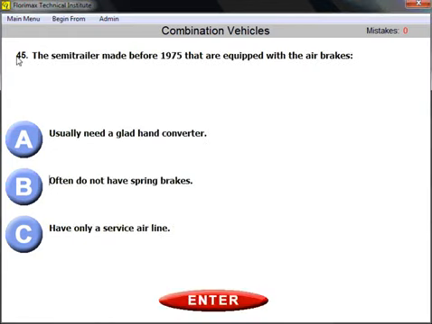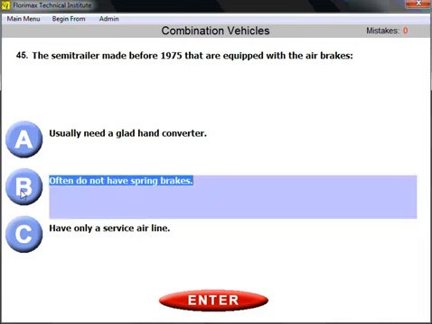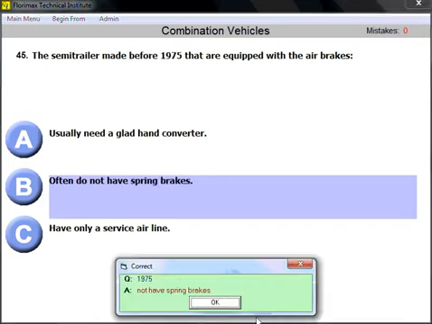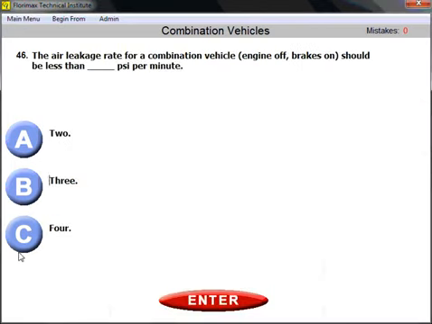Again, direct question, number 45. Semi-trailers made before 1975, all trailers that are equipped with air brakes, they often do not have what? They often do not have spring brakes. Whenever you read old trailer, whenever you read trailer made before 1975, find spring brakes, and that will be the right choice. Indicator of right answer. Okay, very good.